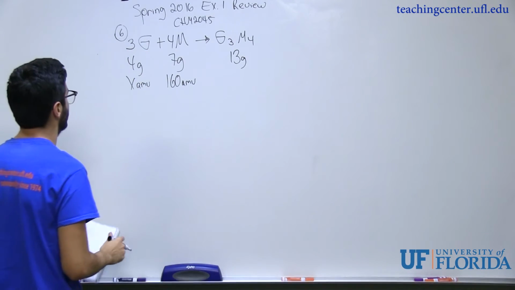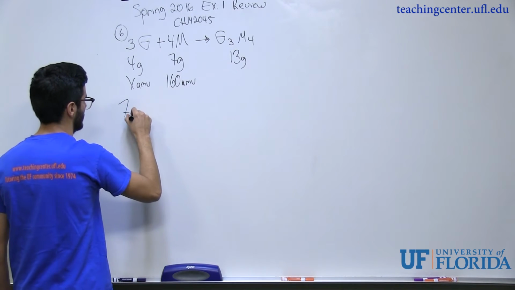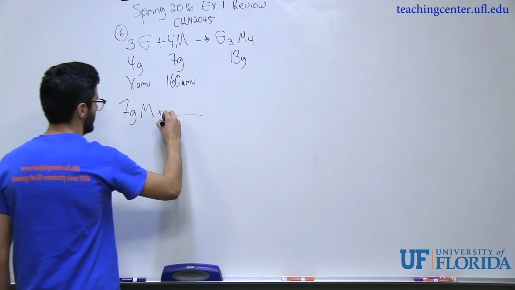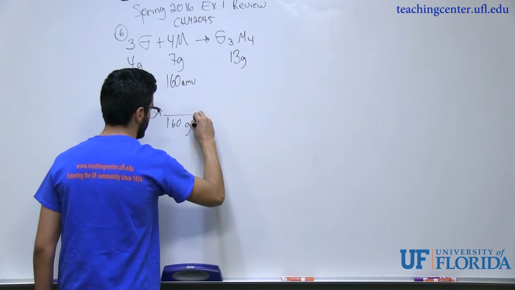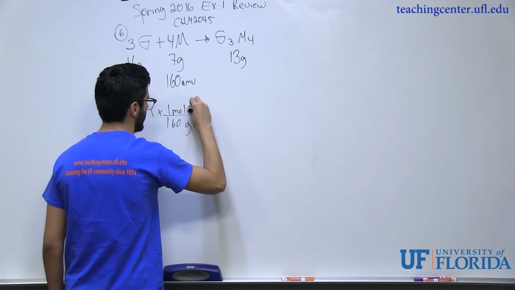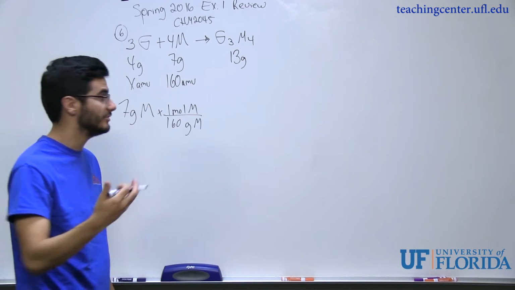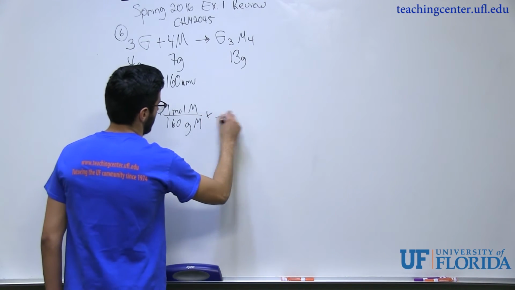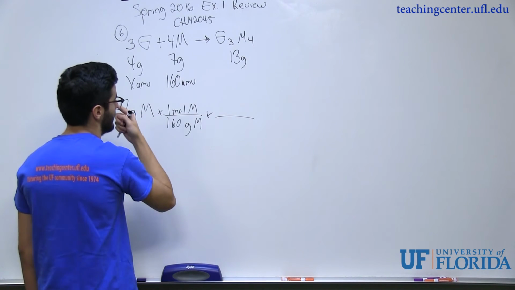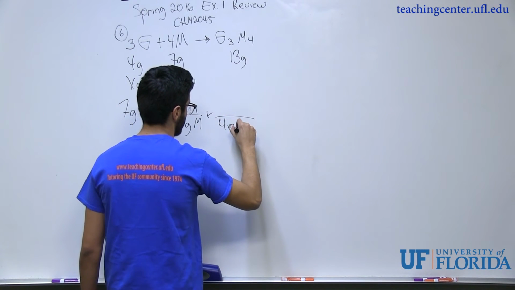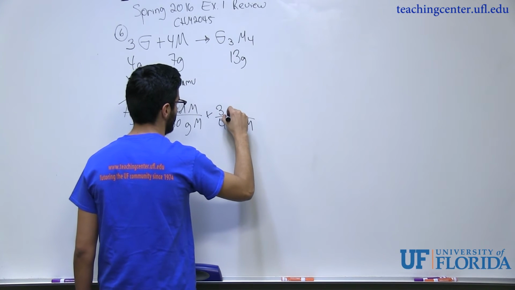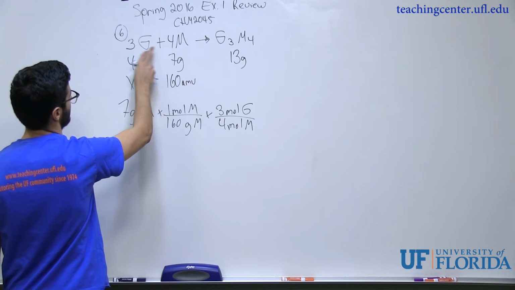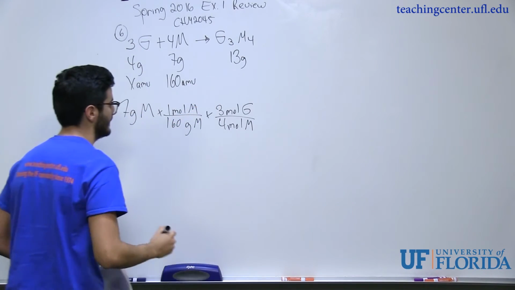Well, I know that I start with 7 grams of M, and I know there's 160 grams of M for every 1 mole of M. Remember, AMU, atomic mass units, means grams per mole. So for every 160 grams of M, I have 1 mole of M. I also know that for every 4 moles of M, I have 3 moles of G. Right? Using a mole-mole ratio within the equation, I know for every 4 moles of M, I have 3 moles of G in my equation.